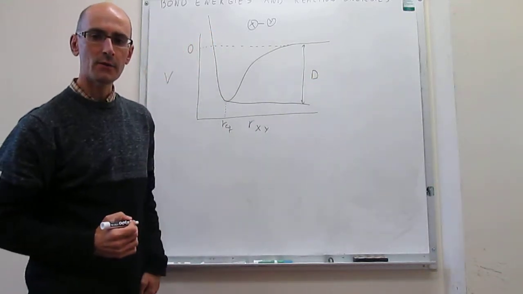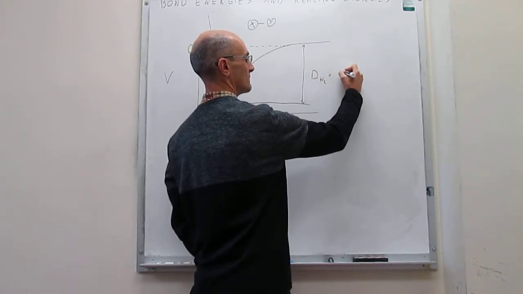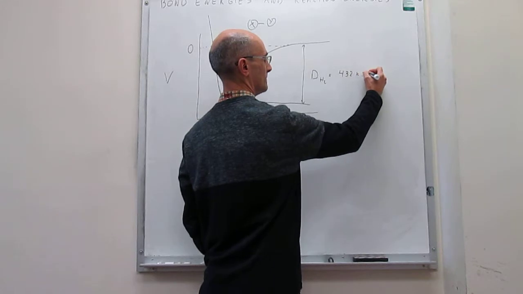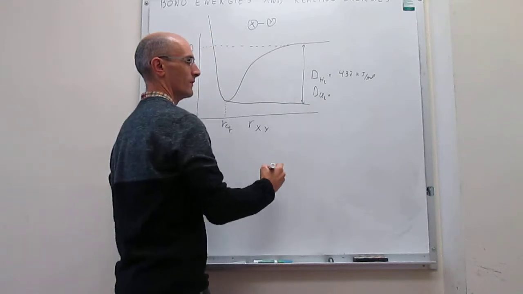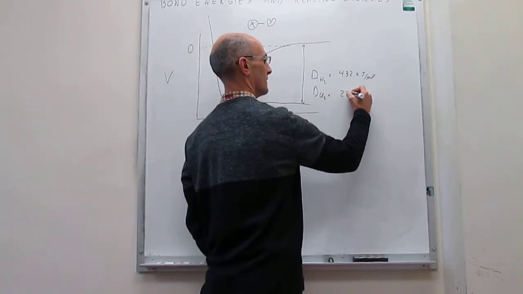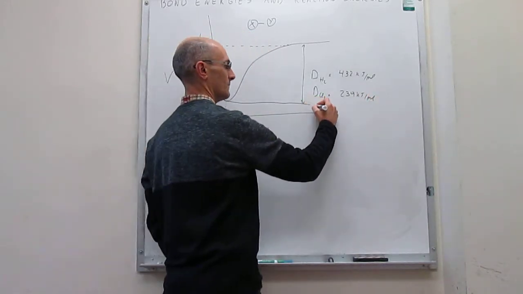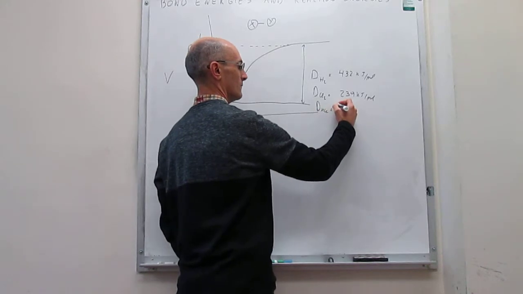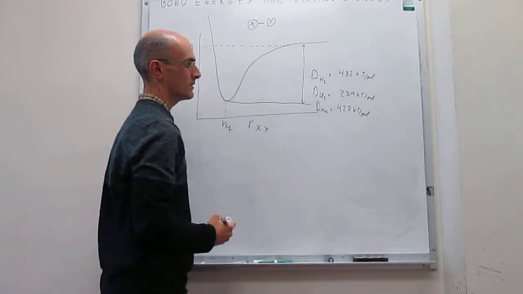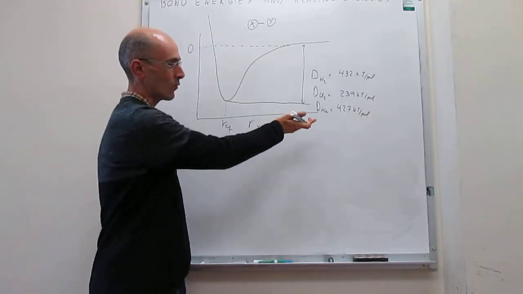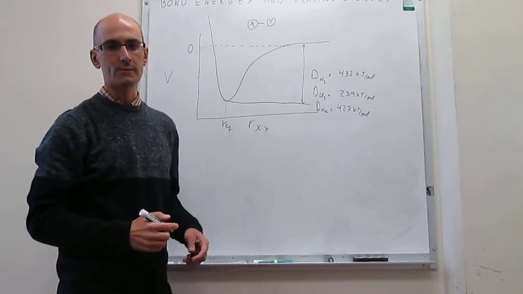Typical bond energies are, for example, something like this. For H2, this bond energy is 432 kilojoules per mole. For Cl2, we have here an energy of 239 kilojoules per mole, and if the molecule is HCl, the energy is equal to 427 kilojoules per mole. So these are sizable. These are ways to quantify typical bond energies that you find in diatomic molecules.